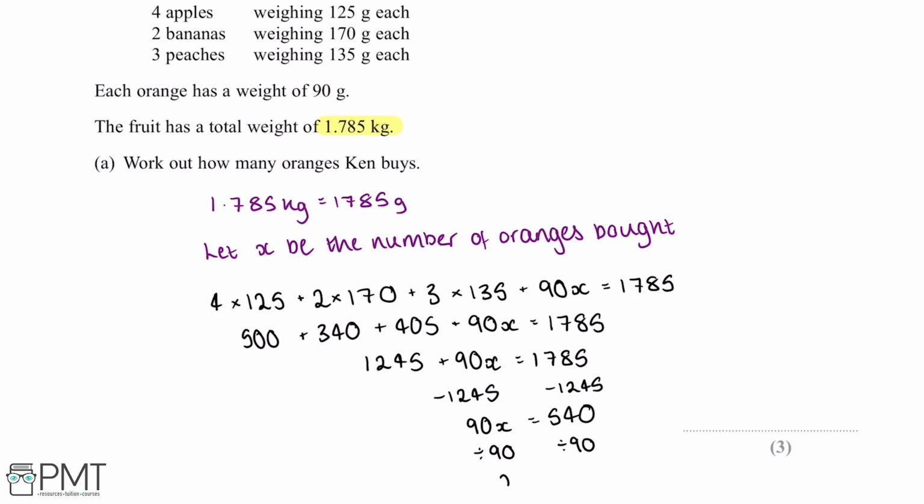And this tells us that x is equal to 6. And therefore Ken bought 6 oranges. Now this question is worth 3 marks. We'll get our first mark for working out the total weight of one type of fruit, our second mark for working out the total weight of the oranges, and then our third mark for the correct answer.